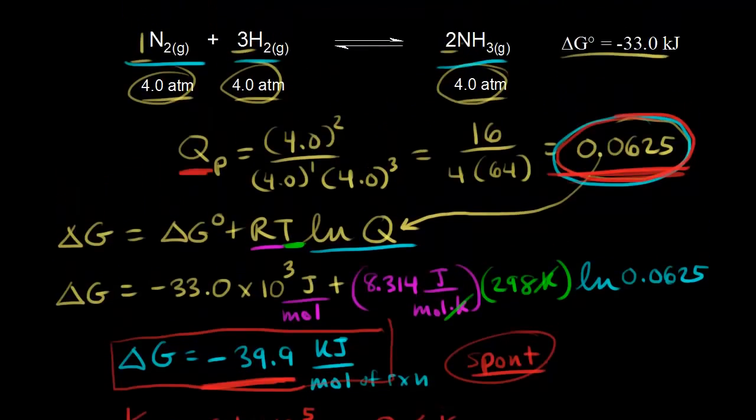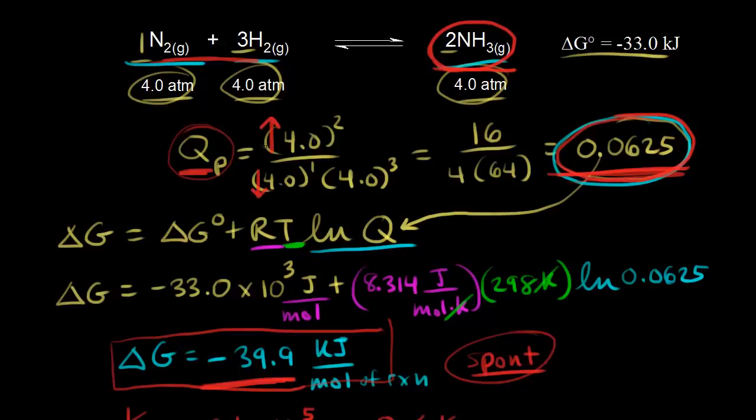So the reaction proceeds to the right. We make more of our products overall, and we lose some of our reactants. What happens to Q? As the reaction progresses, we make more of our products, so the numerator should increase. We lose some of our reactants, so the reactants should decrease.